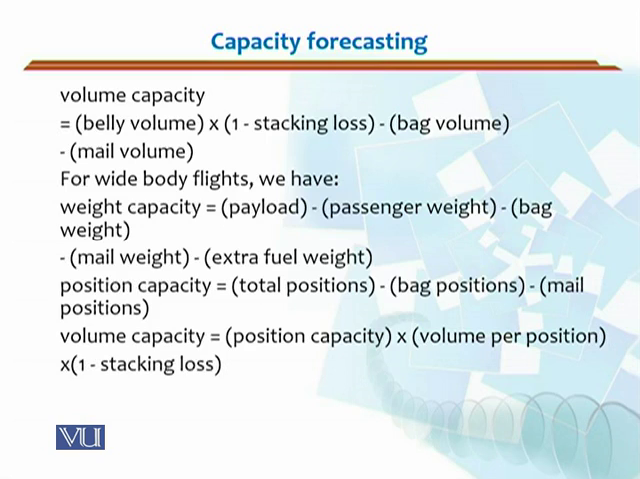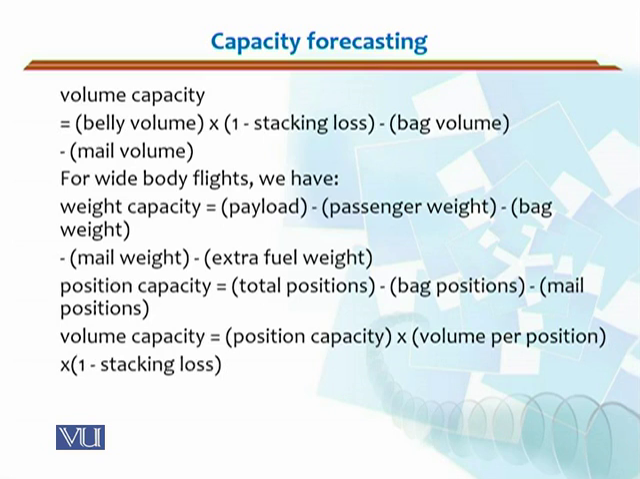Now for wide body flights, we have weight capacity equal to the payload minus passenger weight minus bag weight minus the mail weight minus extra fuel weight. So there is no difference. Then in terms of position capacity for wide body flights, the planes which are bigger in size, position capacity would be calculated as the total positions minus bag positions minus mail positions.